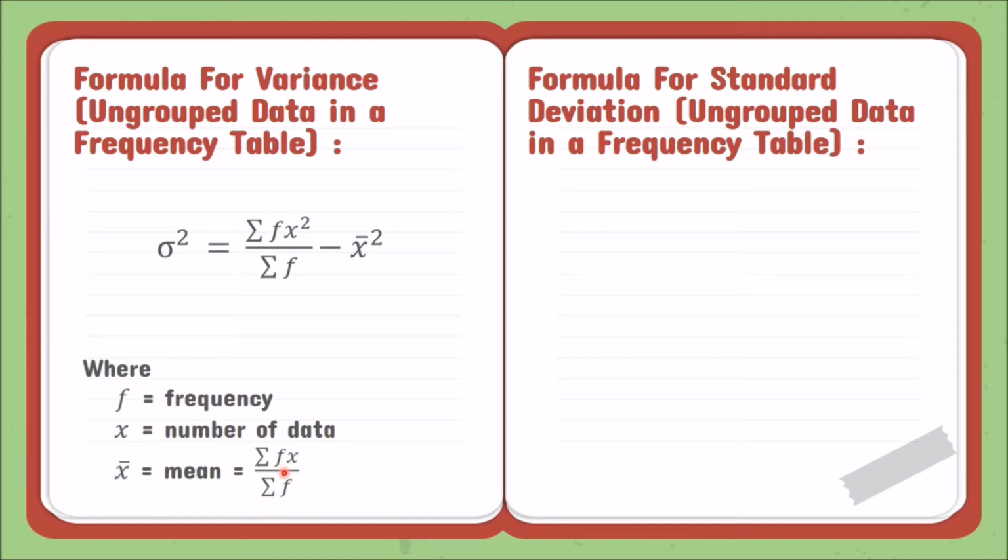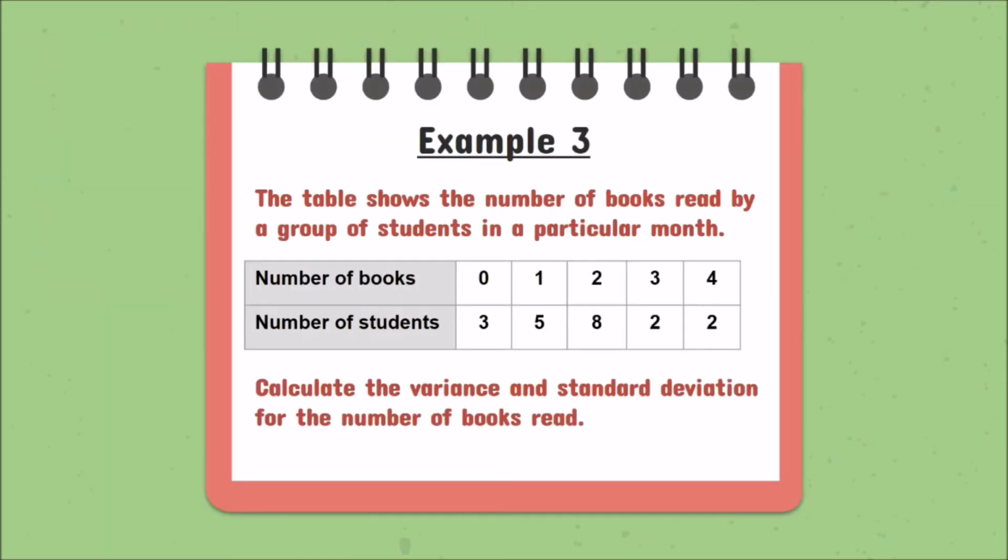So, the formula for standard deviation of ungrouped data in a frequency table. Remember, if the data is given in a frequency table, you must use these two formulas. For the standard deviation, this is the symbol. It doesn't have a square, while variance has a square. So, standard deviation is equal to the square root of variance.